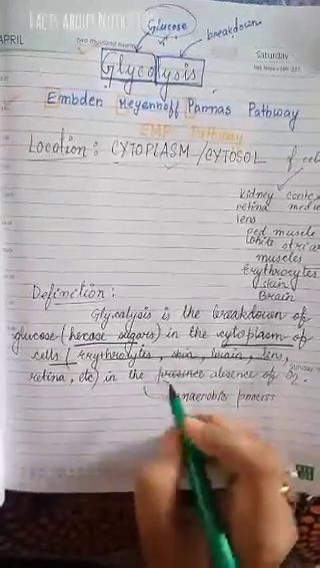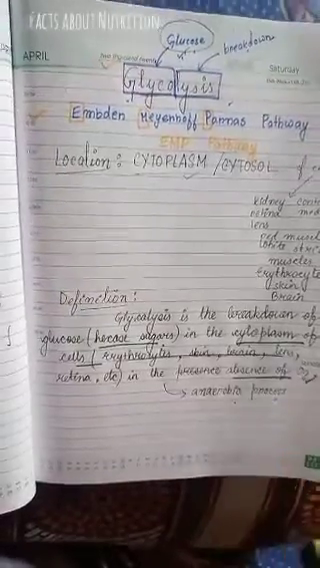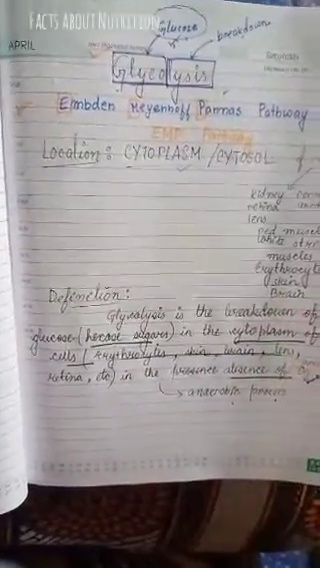So the definition is: glycolysis is a breakdown of glucose, that is hexose sugar, in the cytoplasm of cells, in the absence of oxygen. So basically it is an anaerobic process, but it can also take place in the presence of oxygen. If oxygen is present, then the end product of the total glycolytic pathway is pyruvate, and if it is taking place in the absence of oxygen, then the end product is lactic acid. So we will come to know about that later on. So in this part we discussed the other names, the breakdown, location and definition.